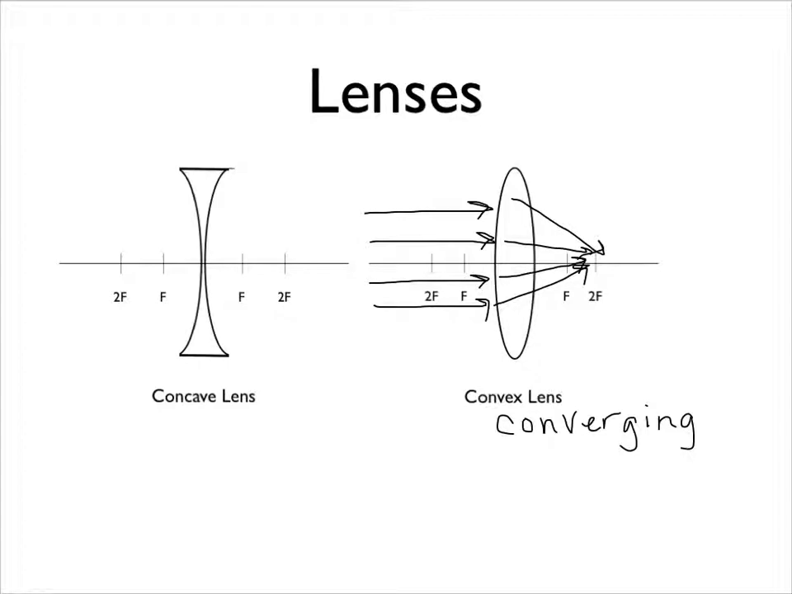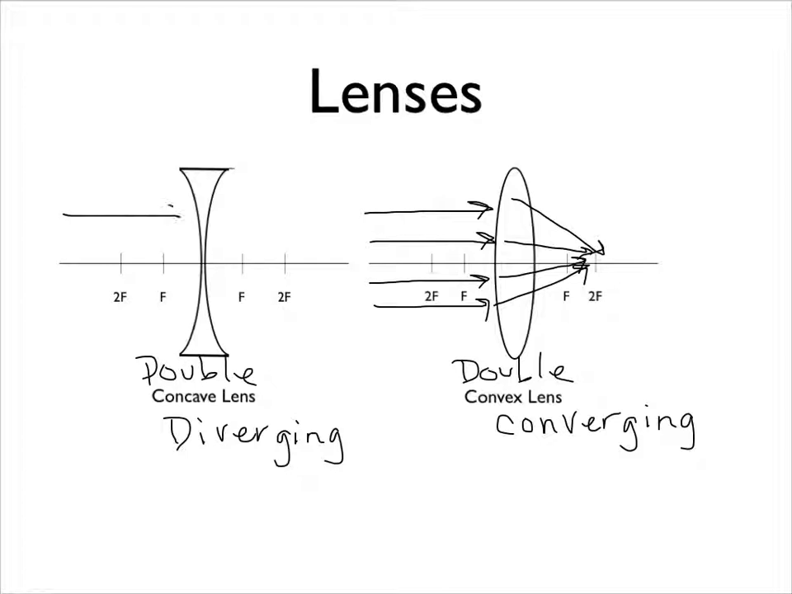Now, the other type of lens we have is a concave lens. Technically, this is a double concave lens because both sides have that concave curve. And a double concave lens is a diverging lens. And so a double concave lens doesn't bring light waves together. Instead, it spreads them apart. That's what it means to diverge.